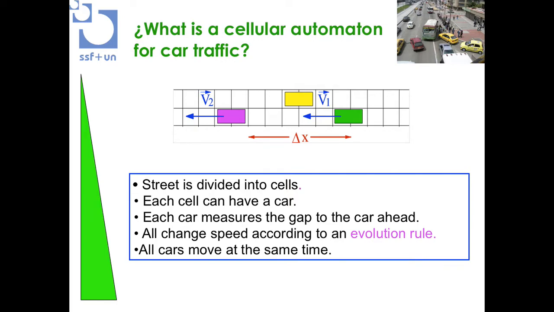But the main application we have used cellular automata for is the simulation of car traffic. A cellular automaton for car traffic is very simple. You divide the streets into cells. Each cell can contain a car, and each car measures the gap to the car ahead. And according to an evolution rule that is common for all cars, each one decides if it speeds up, brakes, or changes the line.